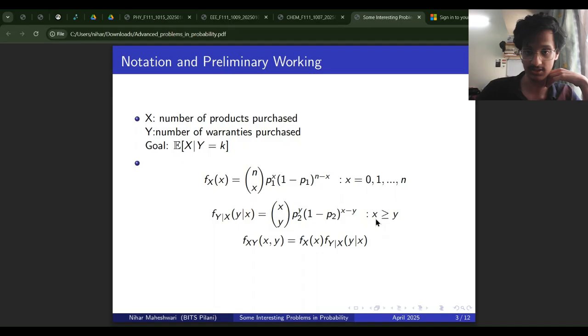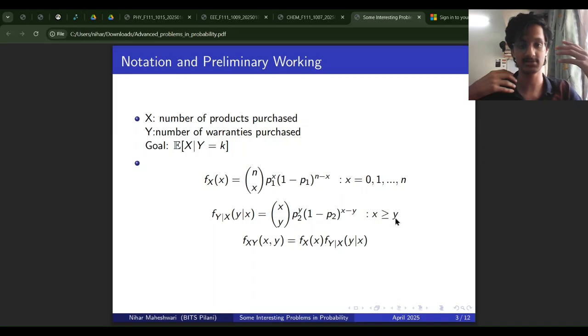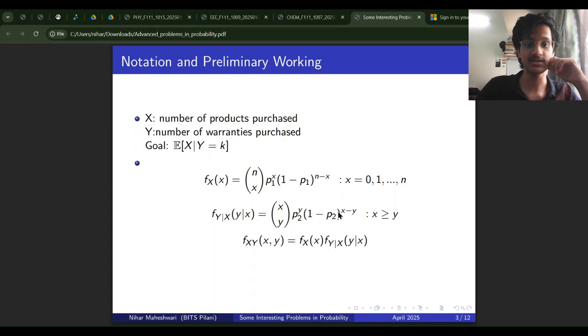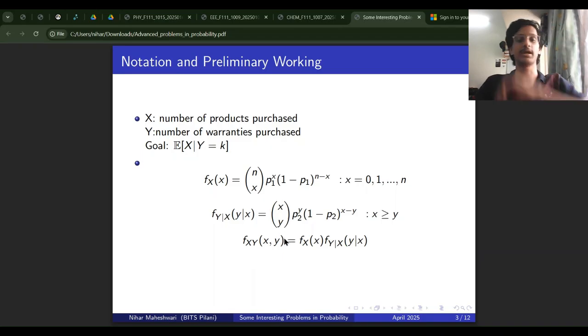And note one more thing here, that x is always greater than or equal to y. That's the only thing that makes sense, because you're going to buy an extended warranty only if you buy the product. Otherwise, there's no point to the warranty, right? So the number of products always has to exceed the number of warranties that you buy. Anyways, now that we know the conditional PMF and the marginal PMF, we can multiply them together to obtain the joint PMF of X and Y.